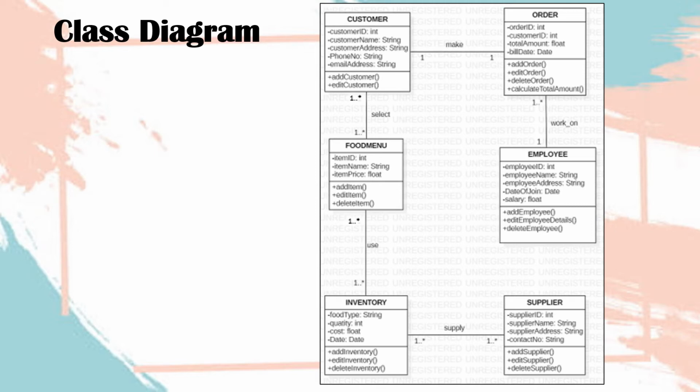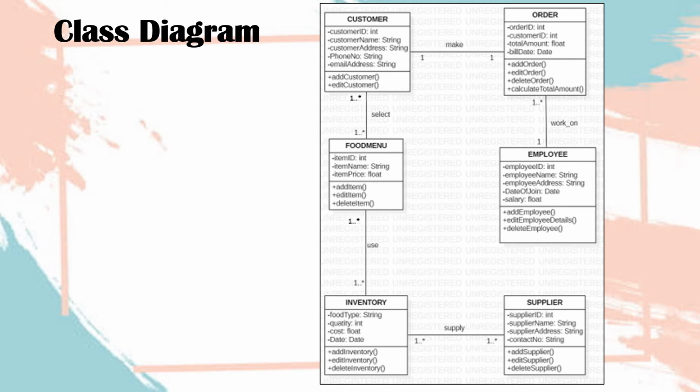For inventory, they have 4 attributes which are food type, quantity, cost, and date. The data type for food type is string, the quantity is integer, cost is float, the date is date. The operators for inventory are add inventory, edit inventory, and delete inventory.